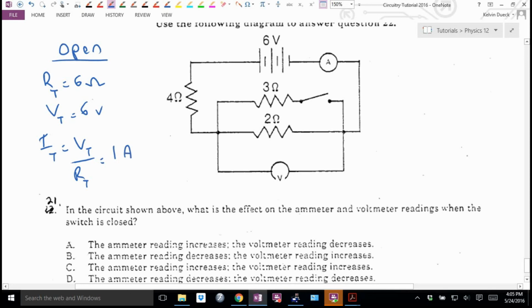And you said 1. So you ready? When it's open, how many amps right here? How many amps right here? How many volts do I lose right there? Okay, so I'm going to make a little note. When it's open, the voltage in the 2 ohm resistor is 2 volts. So open: total current 1 amp, voltage across the resistor 2 volts. Let's close the switch.